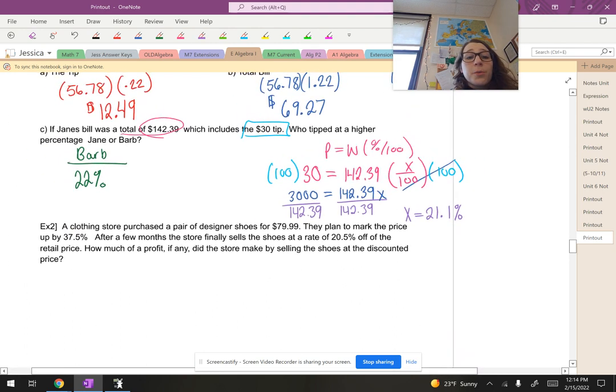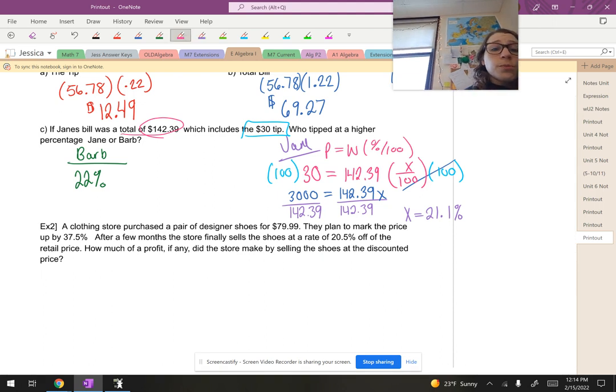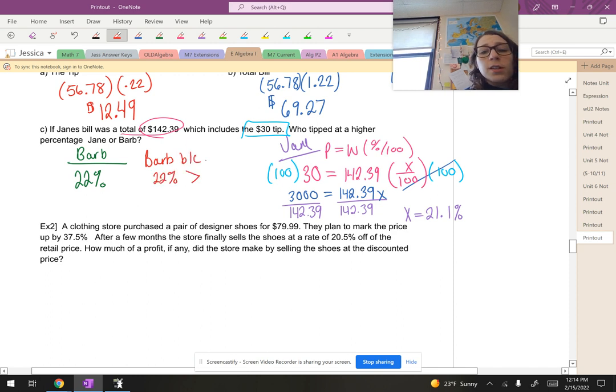So, who tipped at a higher percentage, Jane or Barb? This is Jane over here. I want to label that. Barb was 22%, Jane was only 21.1%. So, who tipped higher? Barb, because 22% is greater than 21.1%.